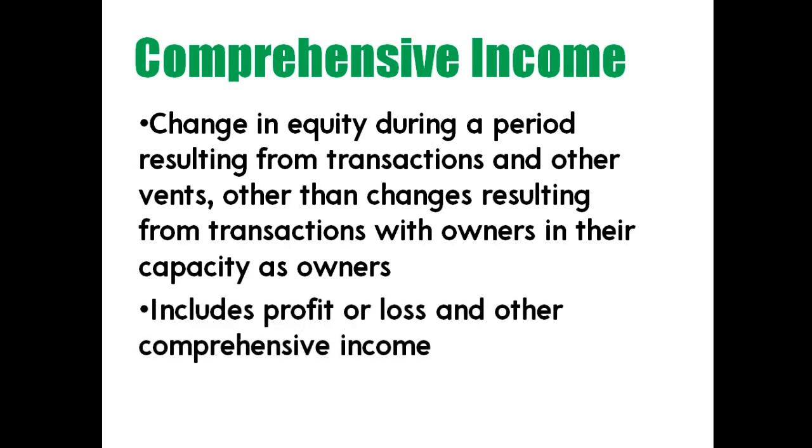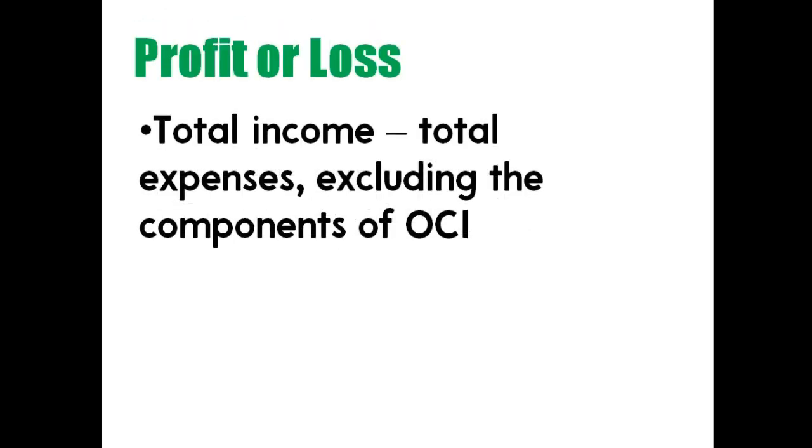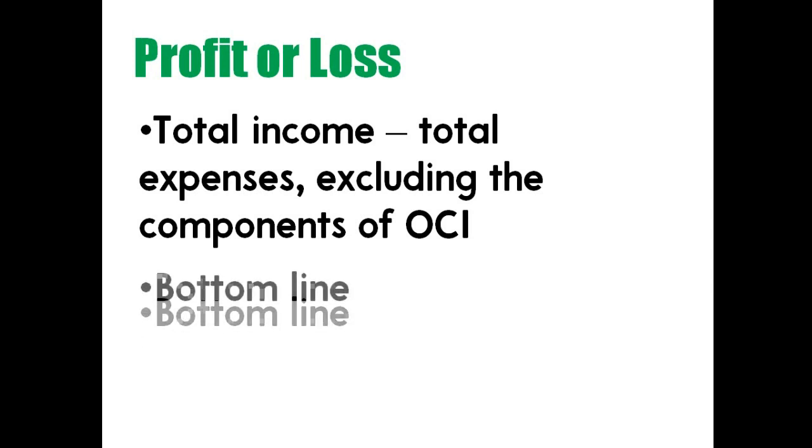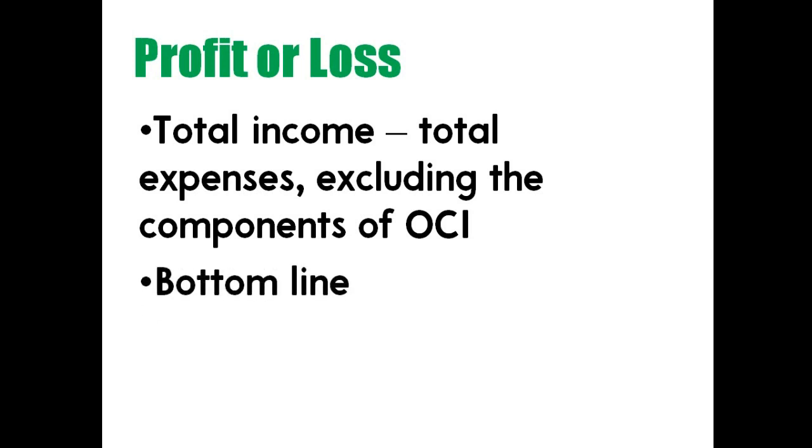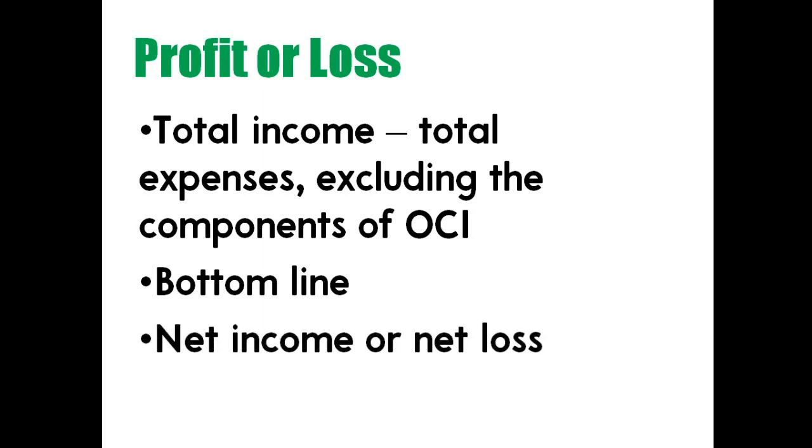Okay? So, that's all that is. It includes profit or loss and OCI. So, two kinds. We have P&L and OCI. So, we go to profit or loss. So, in profit or loss, what does it show? It's actually the total income minus total expenses, excluding all components of OCI. If you remember our discussion regarding OCI, it has 7 items. Okay? Bottom line figure, net profit, net loss.